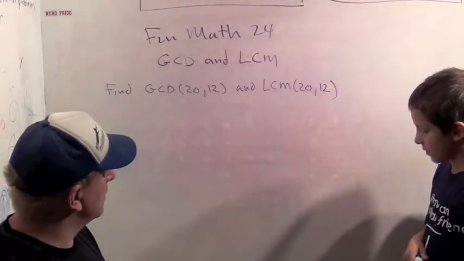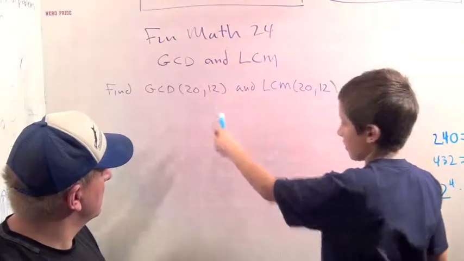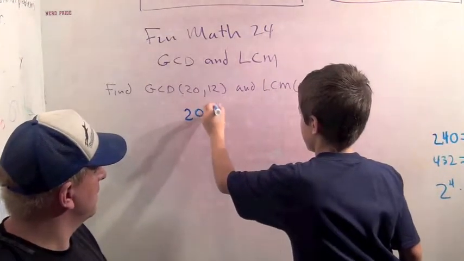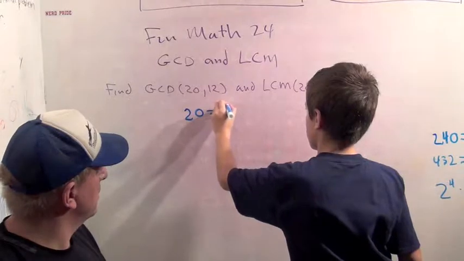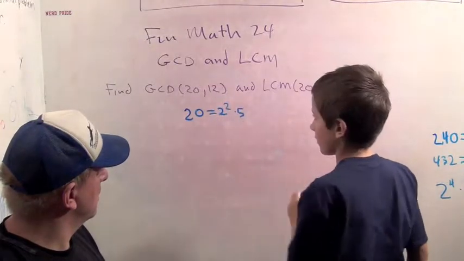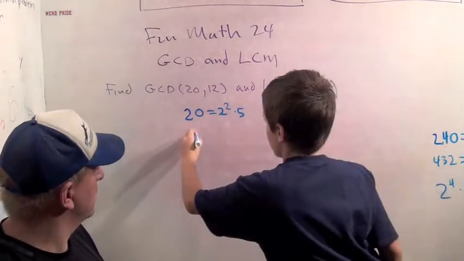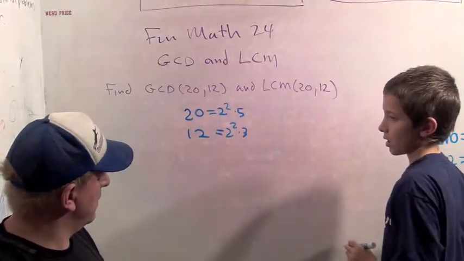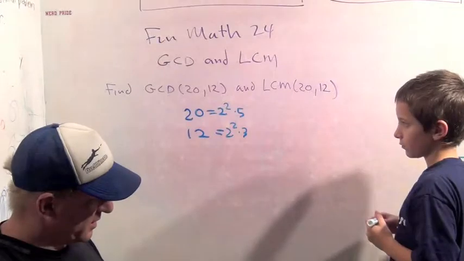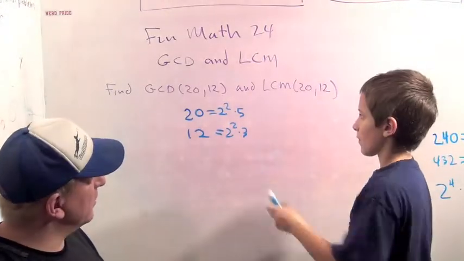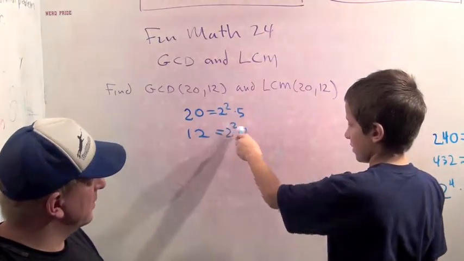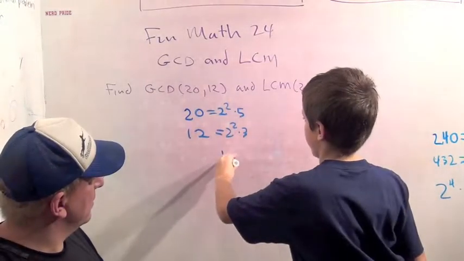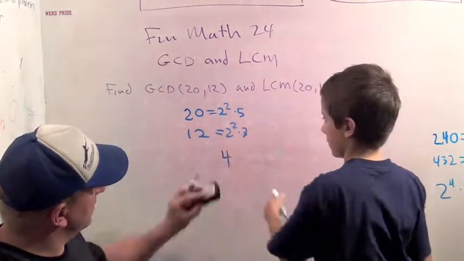So, we have to factor 20 and 12 first. Okay, so go ahead. 20 is 2 squared times 5, or 4 times 5. And 12 is 2 squared times 3. So when you're looking for the greatest common divisor, what are you looking for? The stuff that's the same between the two. So what is the GCD of 20 and 12? It's 4.